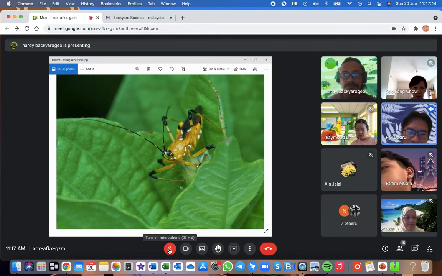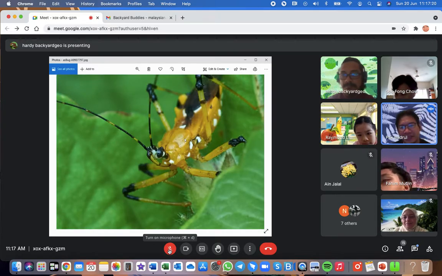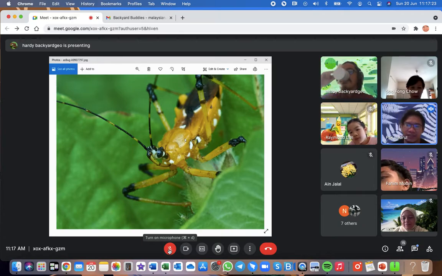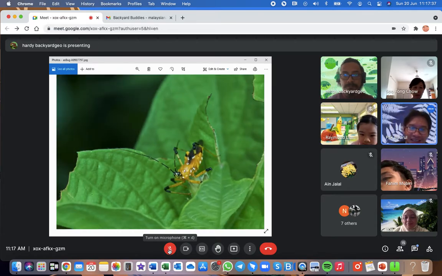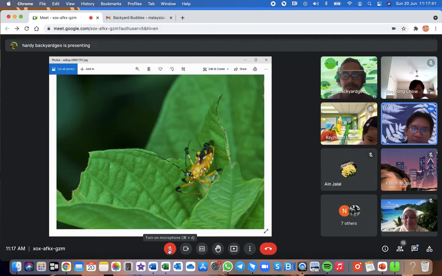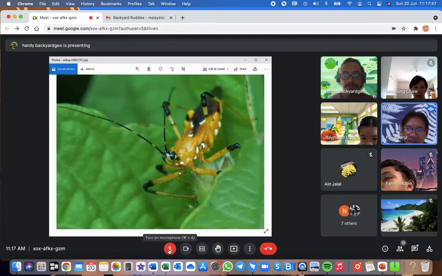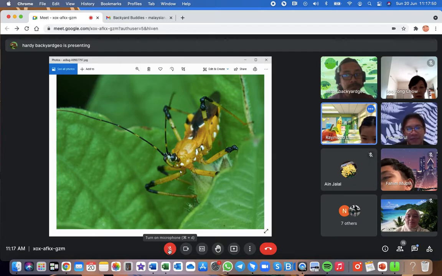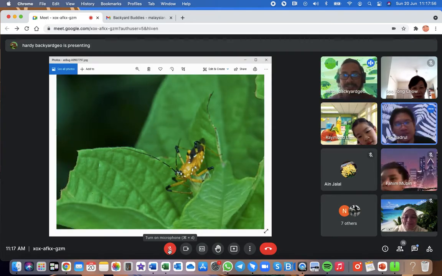Actually, the leaf is not eaten by the assassin bug. The assassin bug is actually our friend in the garden. Yes, our buddies, because assassin bugs eat the bad bugs in our garden. So perhaps the leaf was eaten by a grasshopper or other chewing pests. This kind of bug helps us defend our plants and get rid of all the bad insect pests in our garden. Does it injure us? No, don't worry. It's not like a mosquito.